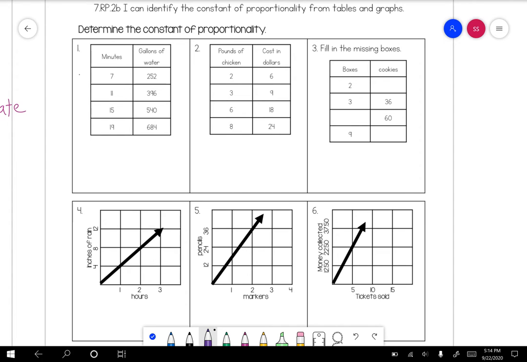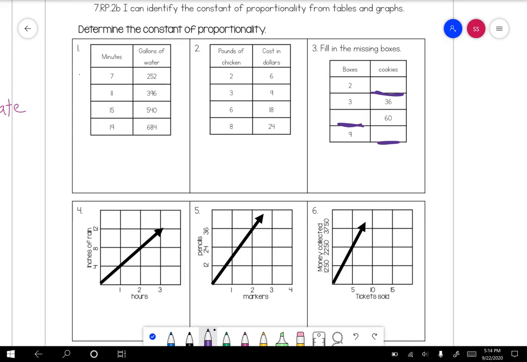Oh, and notice that this one right here is a little tricky because you've got to fill in some blanks too, right? So do that with equivalent ratios. Remember, you can divide or multiply to get things. That's the only hint I'm giving you there, but if you have questions when you're working on it, please email me. Okay, number one. We have minutes and gallons of water.